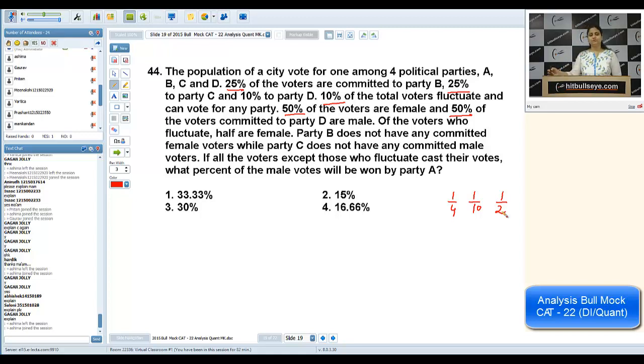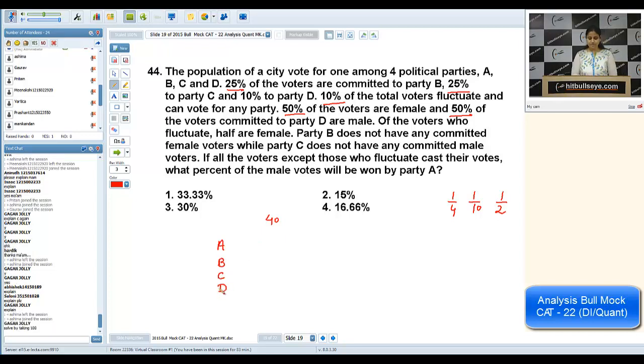So I'm taking the total population to be 40. You could take 400, 4000, anything. Let the total population be 40. We are talking about some political parties, A, B, C, D. And one thing more, there are persons who are not committed to any party. Let there be some star. And we are talking about male, female. And I am talking about the total as well. So this was the information given in this case.